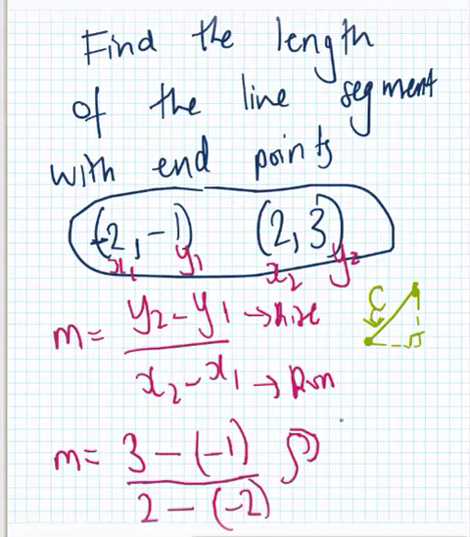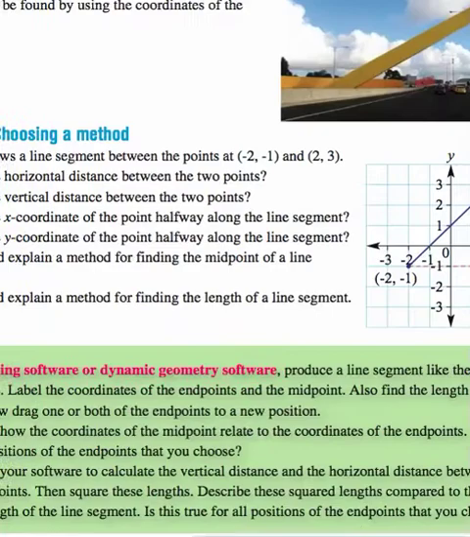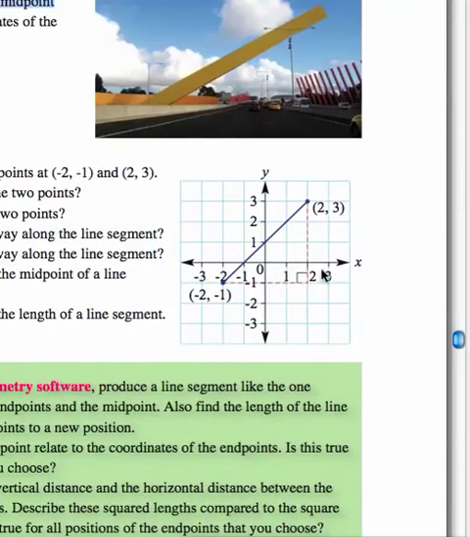So m equals, 2 negatives make a positive, 2 negatives make a positive. So 3 plus 1 is 4 over 2 plus 2, which is 4. And remember, with our example, our graph, we counted it. Our rise was 1, 2, 3, 4, and our run was 1, 2, 3, 4.